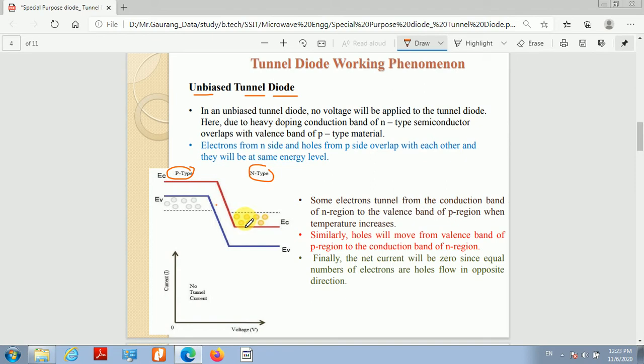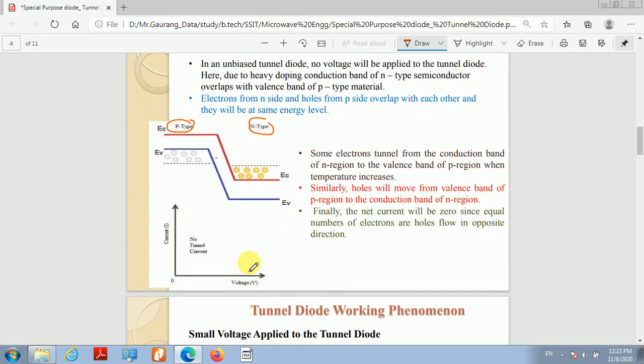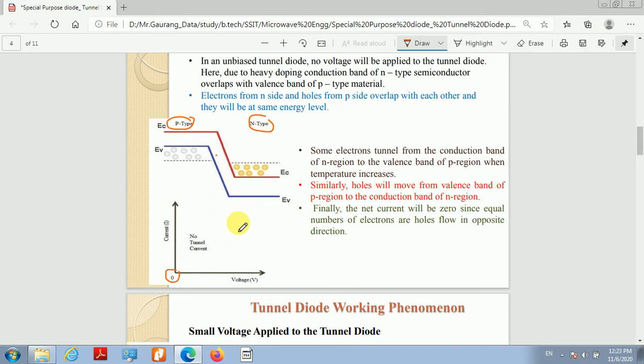So finally the net current will be 0 because an equal number of holes and an equal number of electrons are moving from p to n as well as n to p. So if we see, at 0 bias, the tunneling of the charge carriers is there, but the net tunnel current is 0 because equal numbers of electrons and holes are crossing from one region to another in opposite directions.